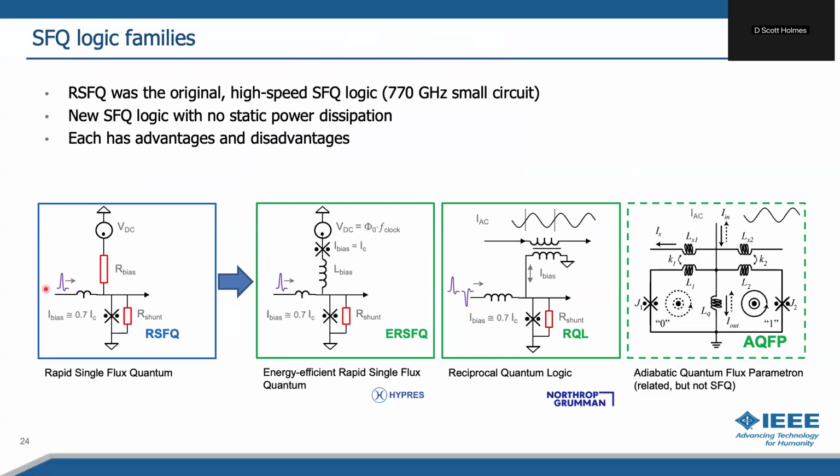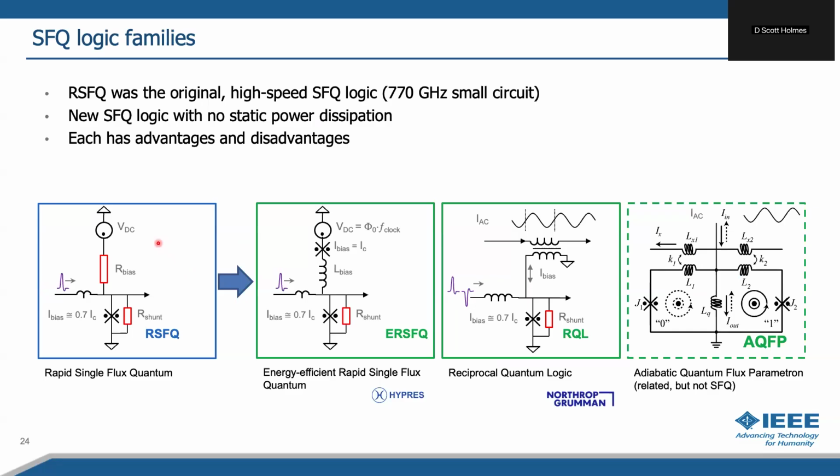Okay, so single flux quantum logic families. I gave an example. I didn't show how the bias currents were supplied. There are different approaches to doing this. One of them is to use resistors to send the currents where you want them. This is called rapid single flux quantum logic. That was developed in the 1980s and early 90s.